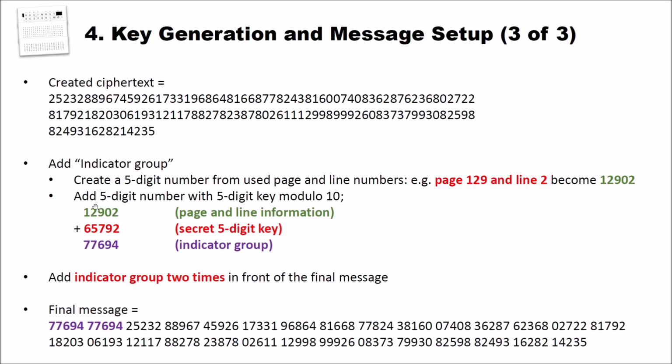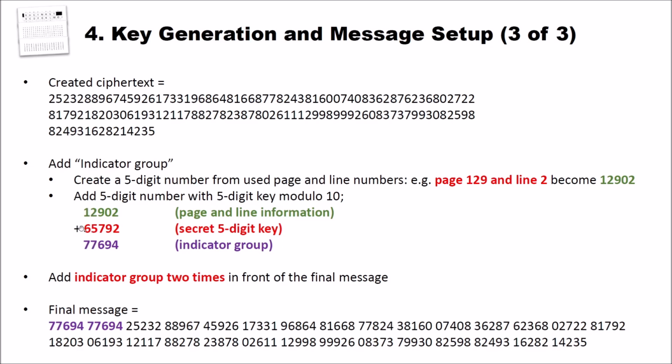So we take our computed or generated number here, we add our secret 5-digit key modulo 10, and we obtain this number here. And this is the indicator group. So for example, 2 plus 2 is 4. 0 plus 9 is 9. 9 plus 7 is 16, but we have to compute the modulo, so we get 6. 2 plus 5 is 7, 1 plus 6 is 7.